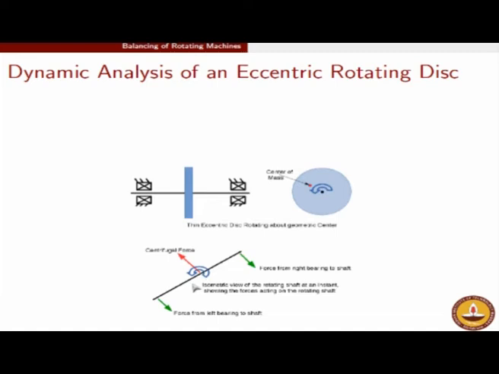So let us see what happens once this rotor is started rotating. Once this rotating shaft has started rotating, because of this eccentric mass, a centrifugal force will be created, right? So this centrifugal force is indicated. This is the isometric drawing. The centrifugal force is indicated by a red arrow here.